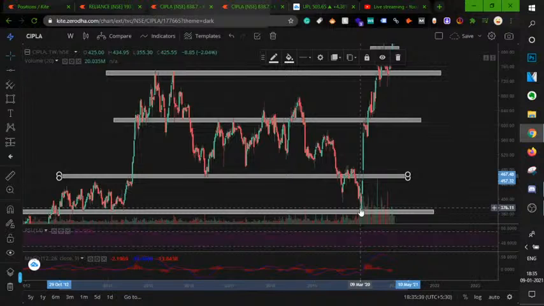Yes, they have multiple zones. You call it support, resistance, demand zone, supply zone, accumulation, distribution. There are a lot of names. It all sums up to be a single concept at the end of the day.